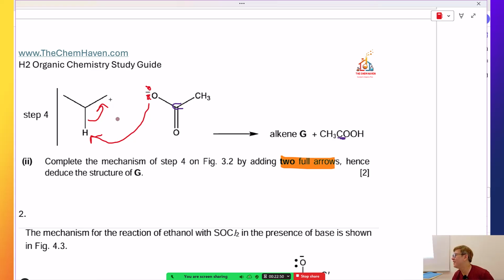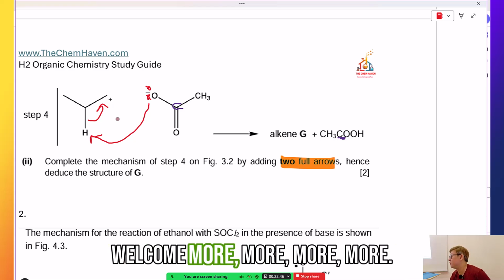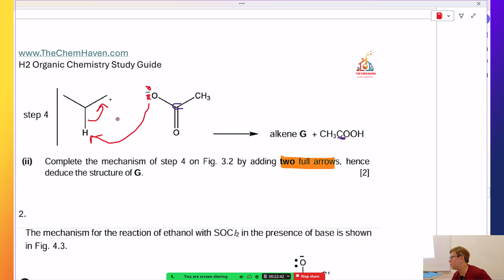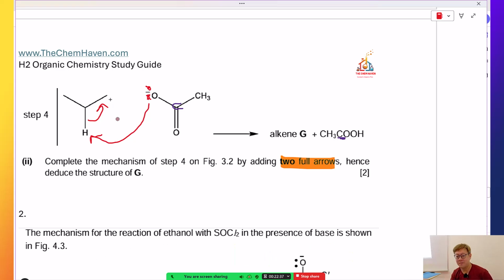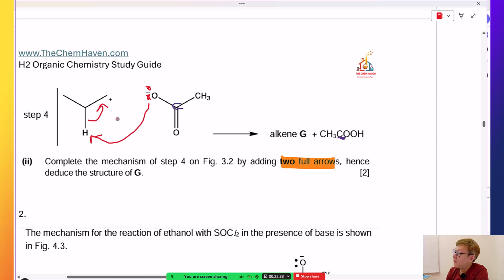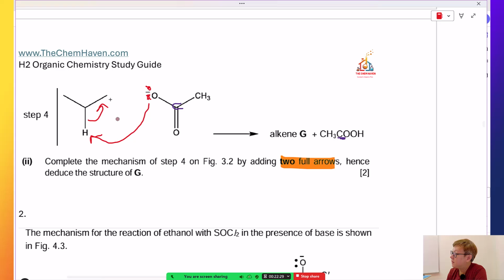Correct. But I think they are quite kind. Do you notice the easier question is worth more marks? The harder question is only worth 1 mark? So I mean you won't fail that easily, but alright, anything you all want to ask regarding this? Is it making sense? Can?